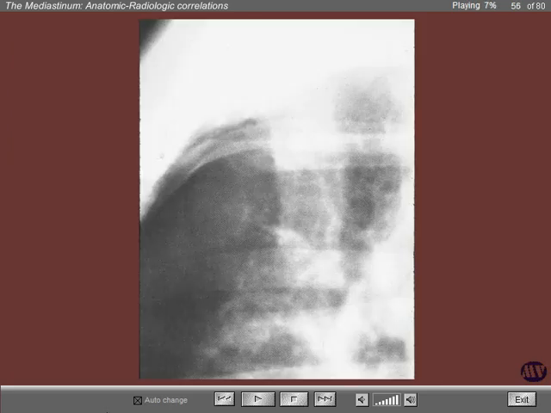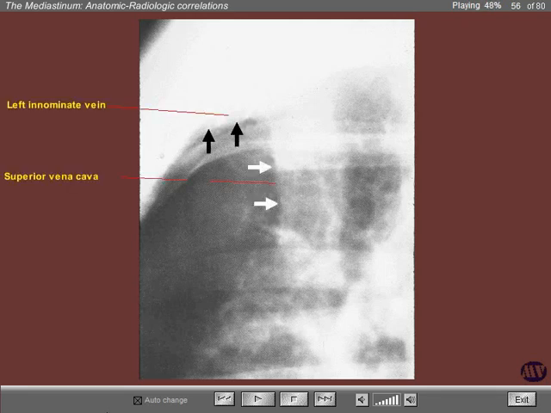Note this lateral chest radiograph, which shows in black arrows the left innominate vein, and in white arrows the anterior wall of the superior vena cava. Note that it parallels the trachea and is a normal air soft tissue interface that we see in the lateral views of the chest.